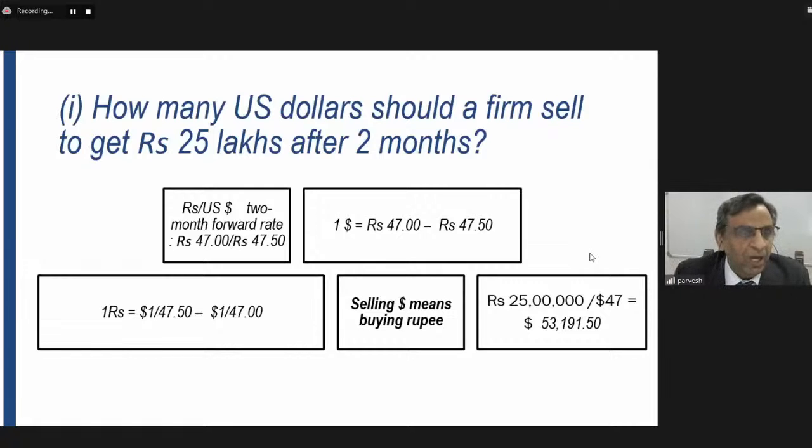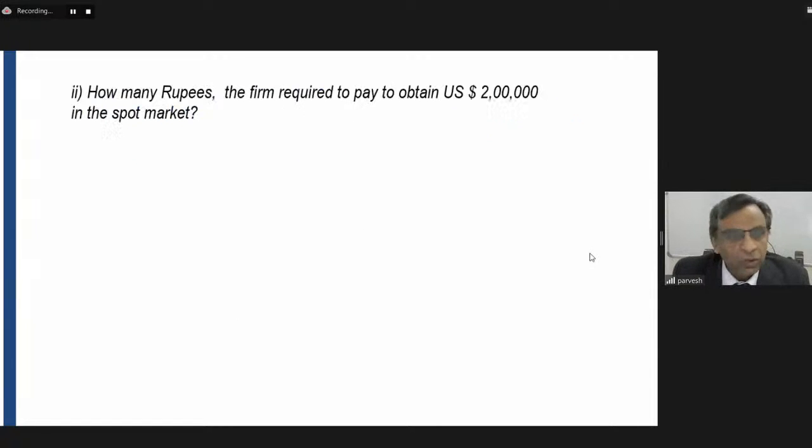And I again repeat, ask is basically, from the customer's point of view, his selling rate. That means his dollar selling rate. And the customer's buying rate is the bank's buying rate. So now, the second part is how many rupees the firm is required to pay to obtain $2 lakh in the spot market. So the customer wants to obtain $2 lakh in the spot market. So he wants to buy $2 lakh.